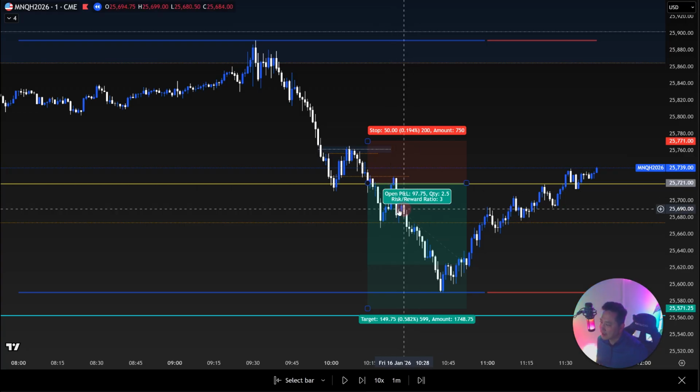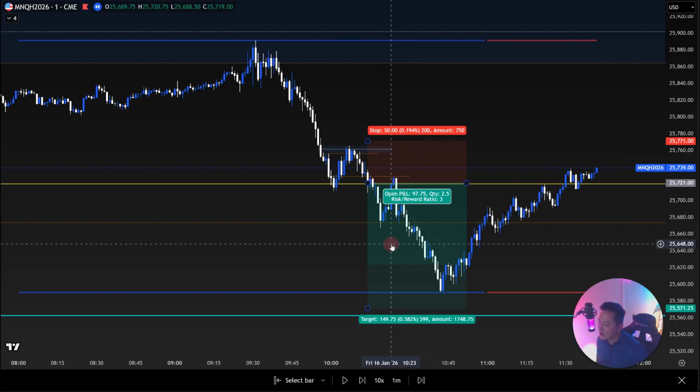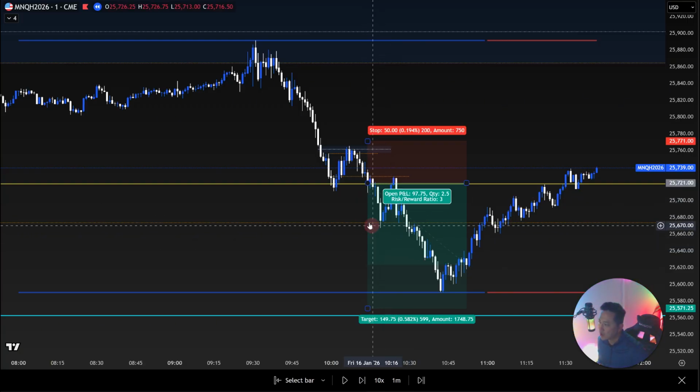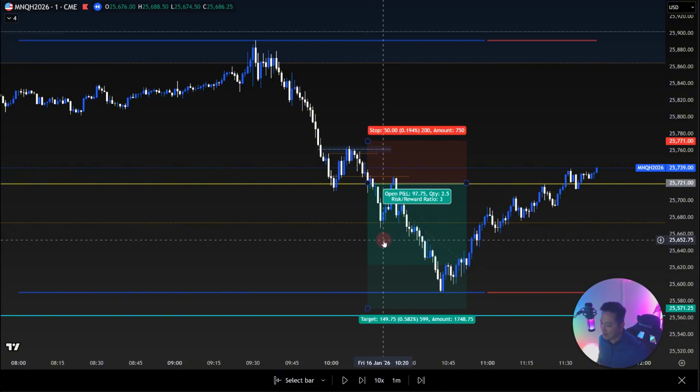I would say recommending 2R is a good happy medium, right? At the very least, you want to try to get at least 1R to the next logical draw on liquidity, right? And if that is 2R, then great. I would just get out at 2R.